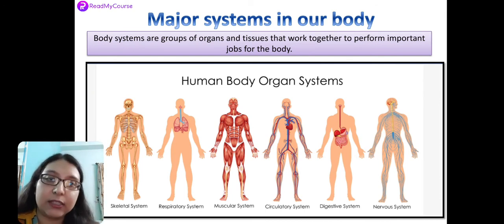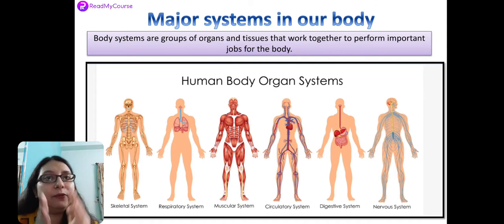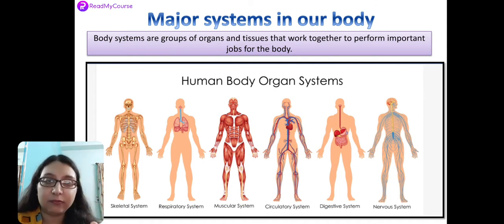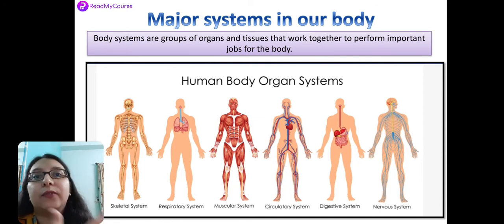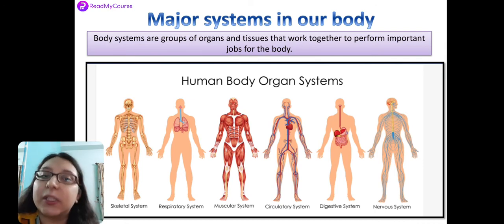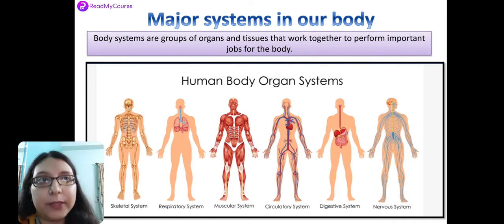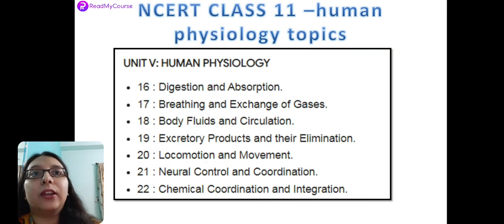The main feature is that they function in a coordinated way. They function together to perform one particular function. The major organ systems in our body are the skeletal system, which consists of the bones, etc. Then we have the respiratory system, then the muscular system, the circulatory system, digestive system, nervous system.